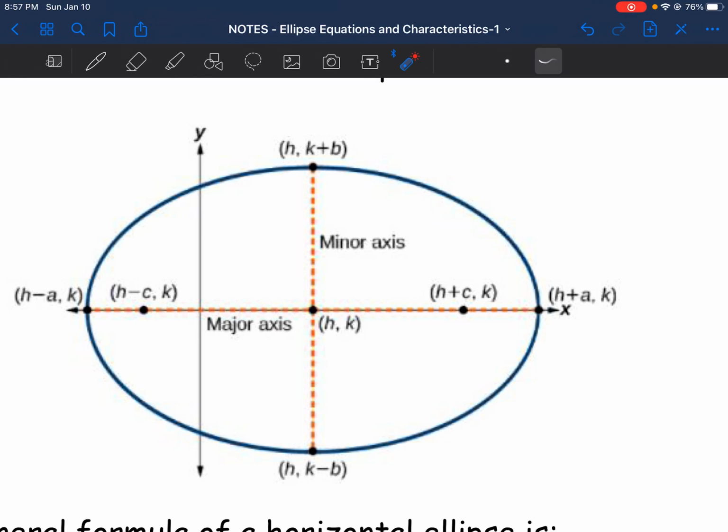Now the distance, and I'm going to label some of this stuff here, the distance from the center to the foci on either side we call C. The distance from the center to a covertex we're going to call B. And the distance from the center to the main vertex, or just the vertex, we call A. So let's make this easy on ourselves.